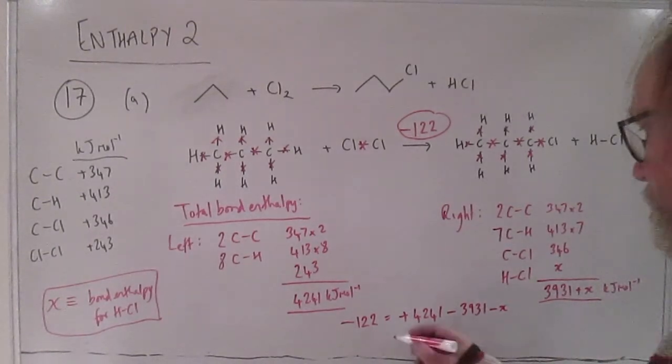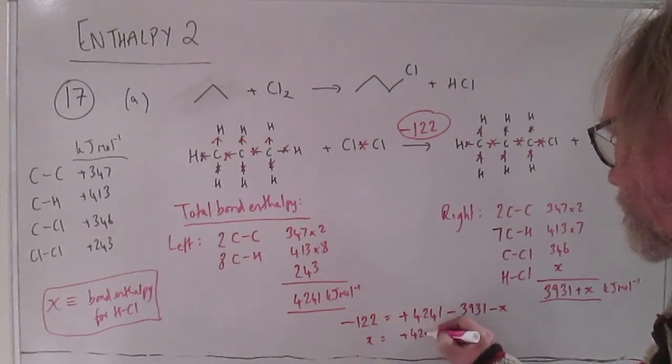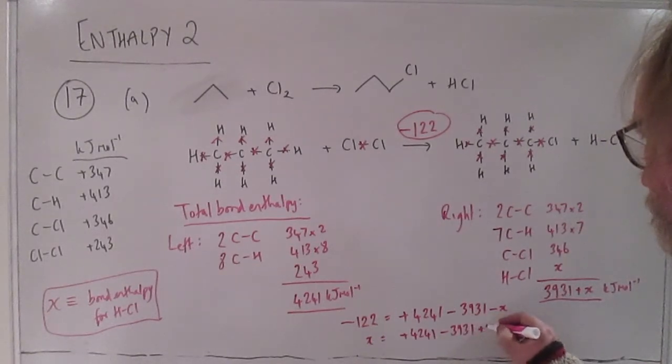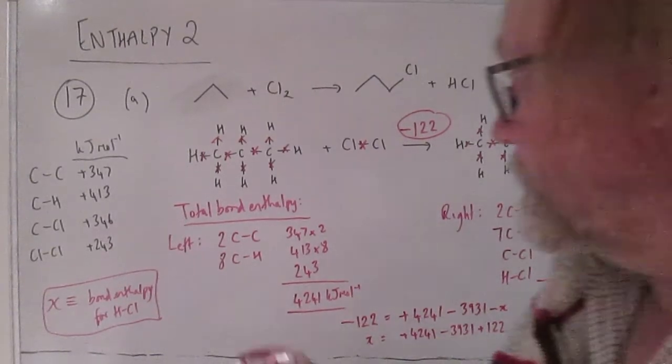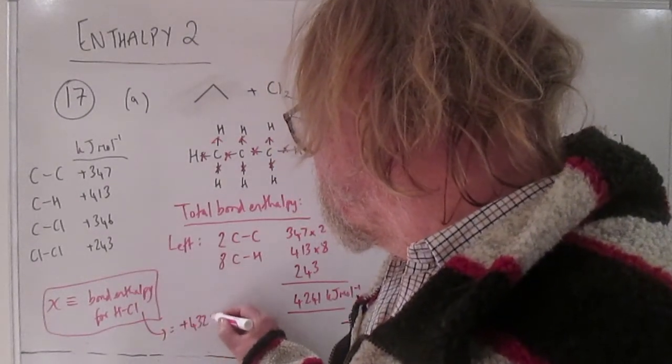So if we rearrange that, we get that X is equal to plus 4241 minus 3931 plus 122, which works out to be plus 432 kilojoules per mole. Okay, so that's our answer. The bond enthalpy for HCl is plus 432 kilojoules per mole.